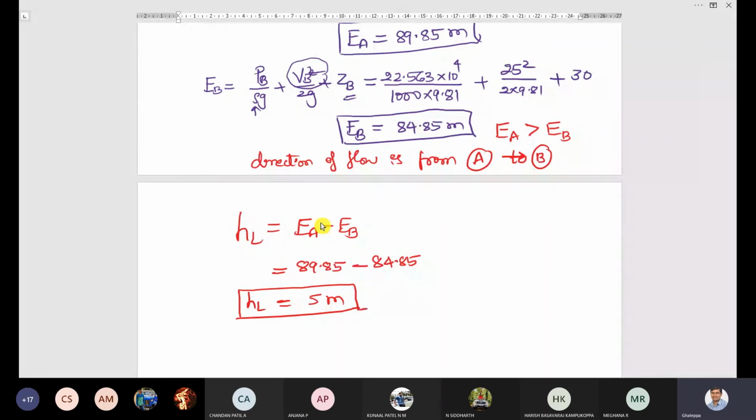So up to here we have to solve. You can write this as loss of energy, or head loss.